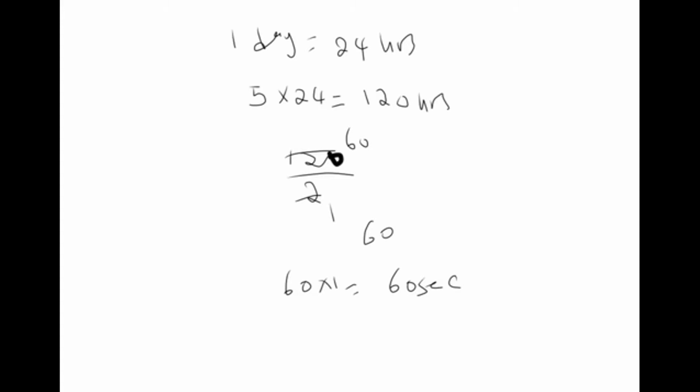Convert these 60 seconds into minutes. 60 seconds are equivalent to 1 minute. Therefore, 60 seconds will be equivalent to, we can now cross multiply. We have 60 times 1 over 60. Simplify, 1 times 1 gives us 1. We have 1 minute.